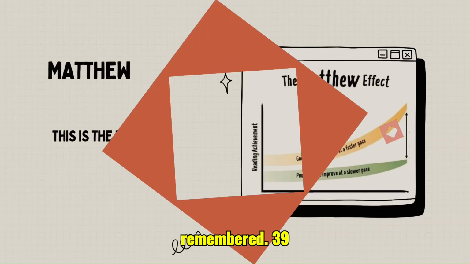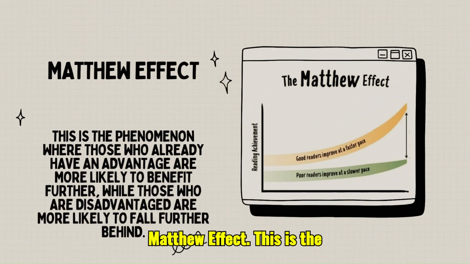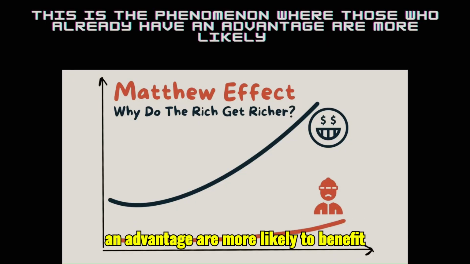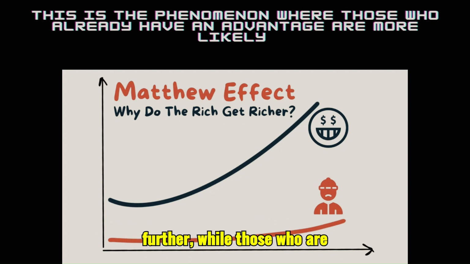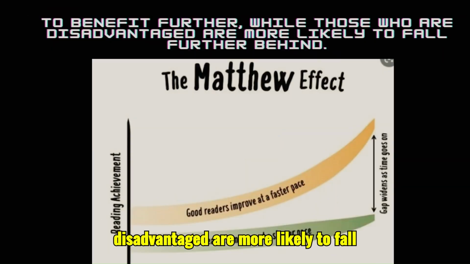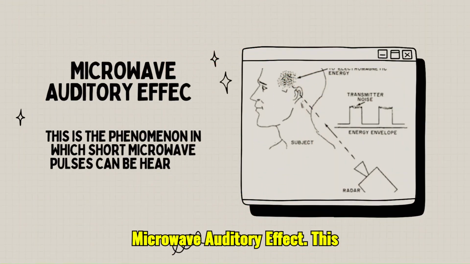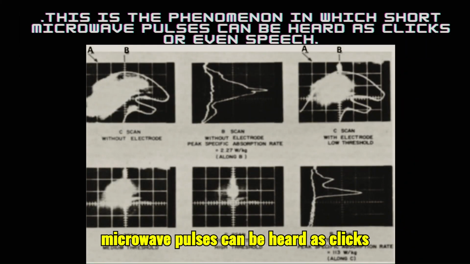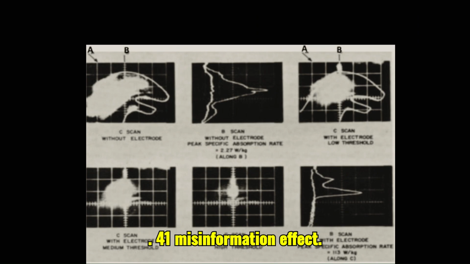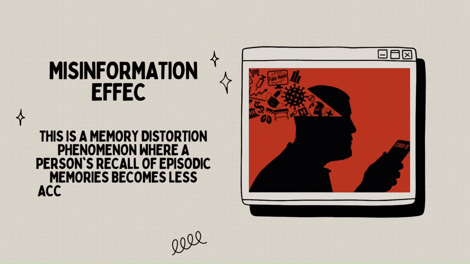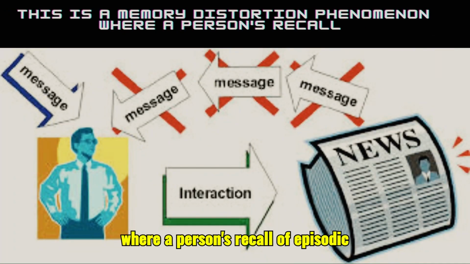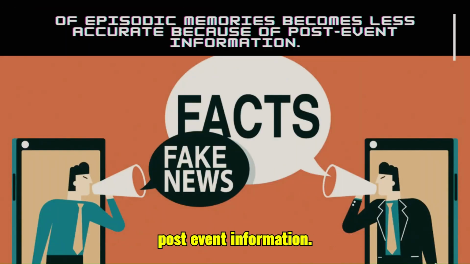39. Matthew effect. This is the phenomenon where those who already have an advantage are more likely to benefit further, while those who are disadvantaged are more likely to fall further behind. 40. Microwave auditory effect. This is the phenomenon in which short microwave pulses can be heard as clicks or even speech. 41. Misinformation effect. This is a memory distortion phenomenon where a person's recall of episodic memories becomes less accurate because of post-event information.